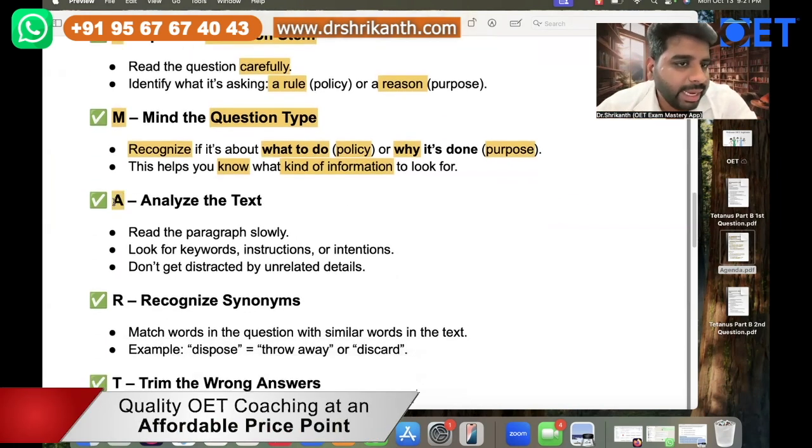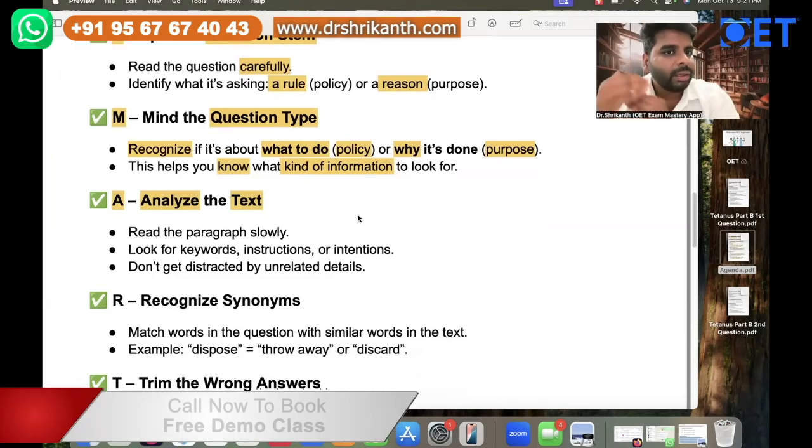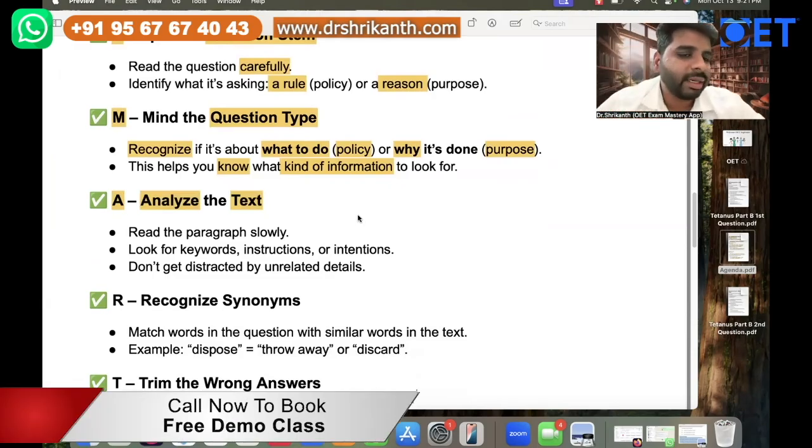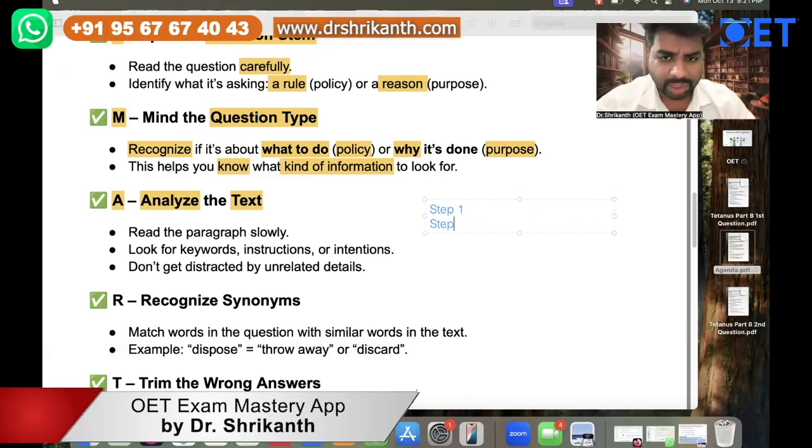Next is A. A over here stands for analyzing the text. Once you have comprehended the question, once you have retained the question in your memory, only then you go and detect the answer in the paragraph. So what are the 3 steps over here? There are 3 steps: step number 1, step number 2, and step number 3. Step number 1 is what we call comprehension.